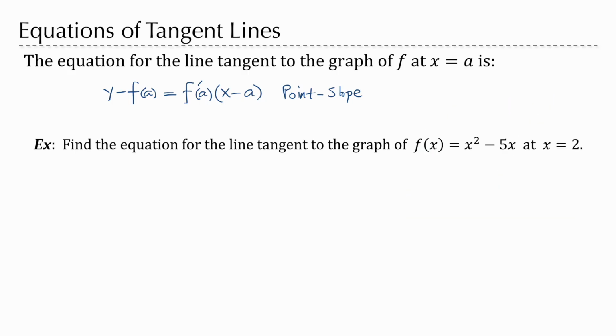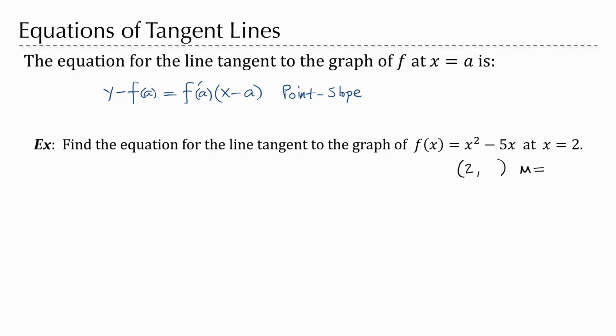Okay, so let's try an example. We're going to find the equation of the line tangent to the graph of f of x equals x squared minus 5x at x equals 2. The way I like to organize my work, and I'll do it over here on the right, is that I know I have an ordered pair where the x is 2. I need to find the y value, and then I need to figure out what the slope is. And again, that's going to be the value of the derivative at 2.